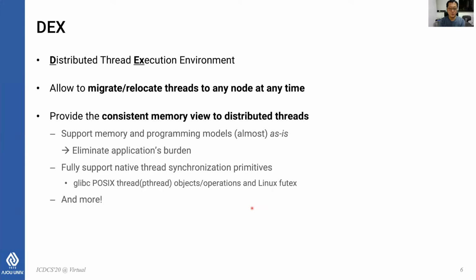First, DEX supports the memory and programming model as is for existing applications. So we don't need to declare or change code to access shared data. Second, DEX fully supports the native thread synchronization primitives, such as glibc thread objects and functions and Linux futex. Thus, threads running on different nodes can be synchronized just like running on the same node. This makes it easy to apply DEX to existing applications. So let me show an example for that.